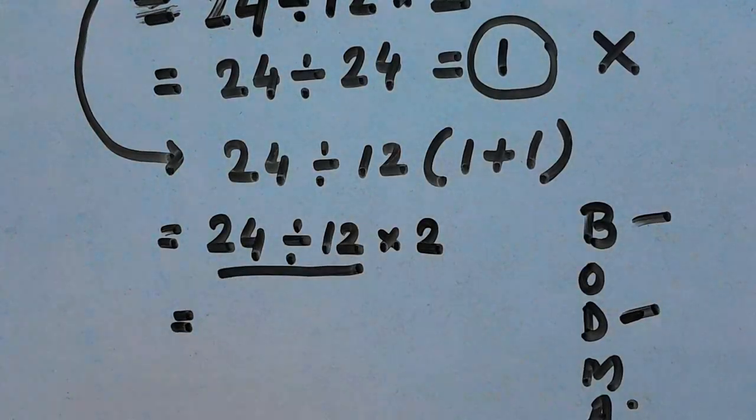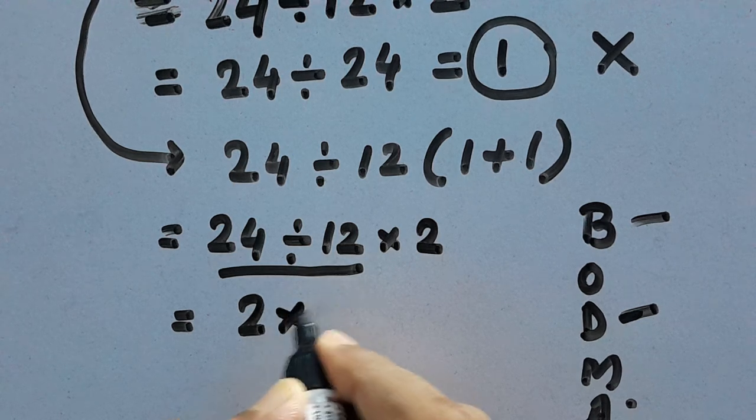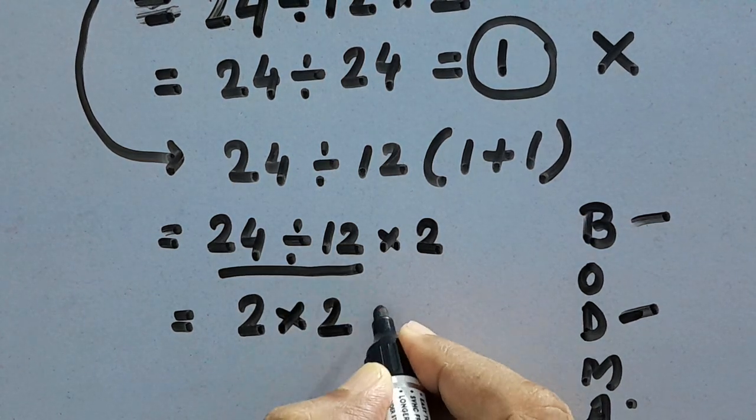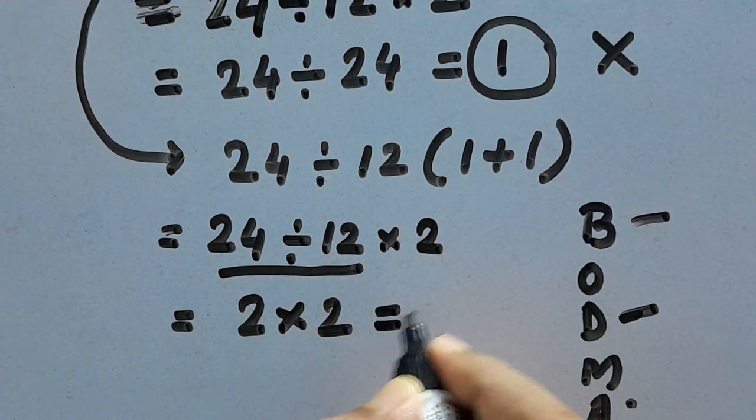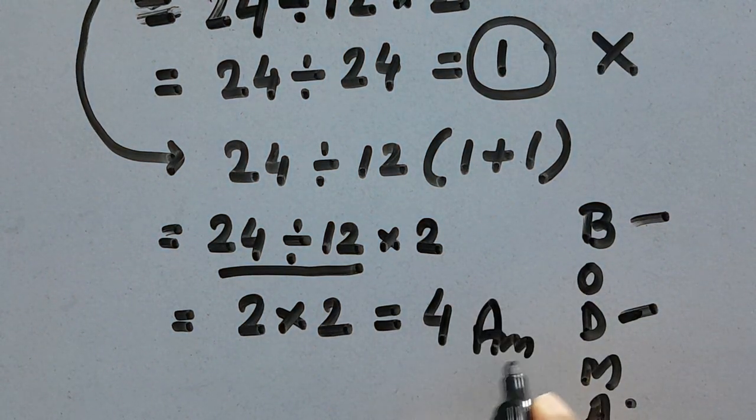So 24 divided by 12 is 2, and multiplied by 2. So 2 times 2 is equal to 4. So this is the answer.